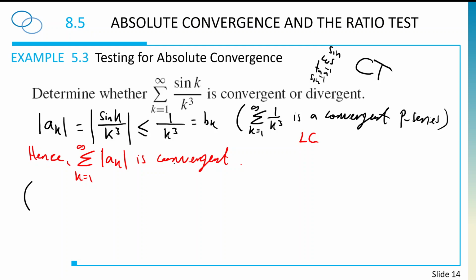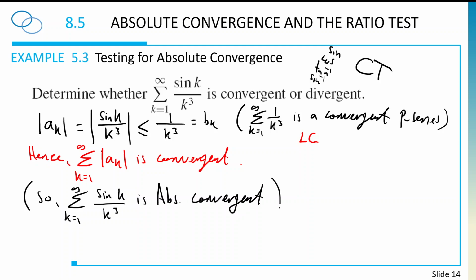Now, if with the absolute value it is convergent, what can I conclude about the original one? So sigma, the original question, sine of k over k to the power of 3 from k equals 1 to infinity is absolutely convergent, since it's convergent with the absolute value.